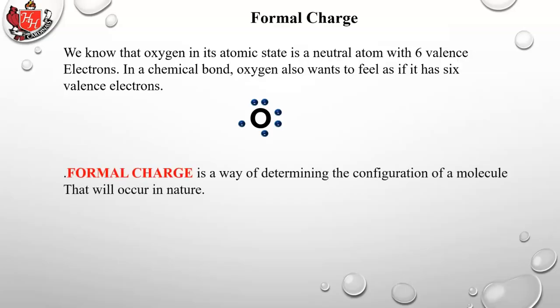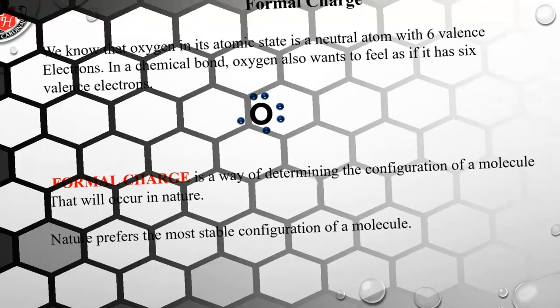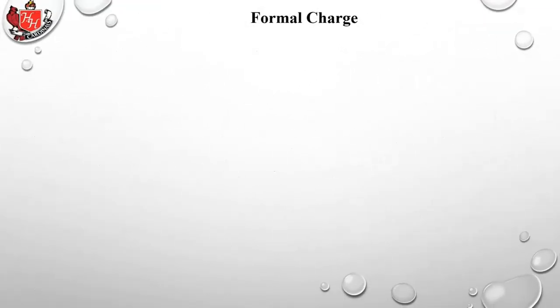So formal charge is a way of determining the configuration of a molecule that will occur in nature. Nature prefers the most stable configuration of a molecule. Let's go ahead and get into an example. We'll see what this means.